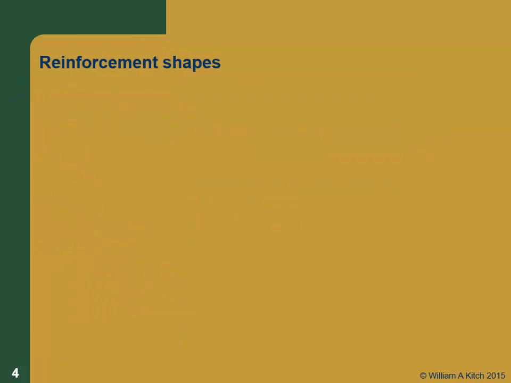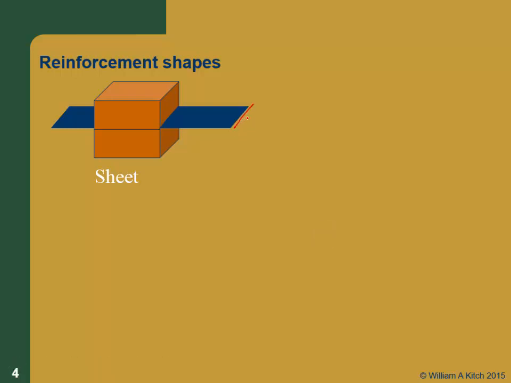Okay, so let's go and talk about reinforcing shapes. This is a bit of a review from last lesson, but it's a good place for us to start. The reinforcement comes in really just a few shapes. One is a sheet, and the key to a sheet is that the width of the reinforcement B covers the entire width of the reinforced area. So I couldn't draw an infinitely wide block, but that's the intent of this.